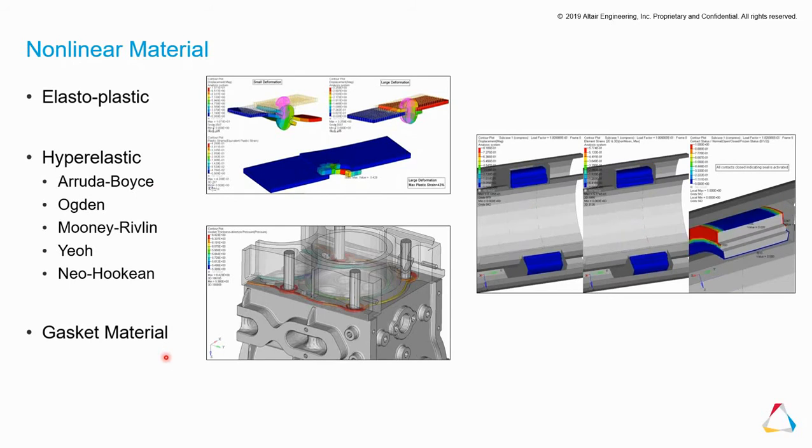We do also support gasket materials. So for those of you who run powertrain type of analysis, you can define the gasket materials, which is typically represented through a series of loading and unloading curves. And those curves can also be temperature dependent.